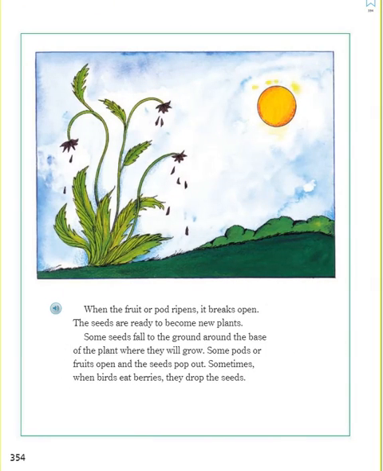When the fruit or pod ripens, it breaks open. The seeds are ready to become new plants. Some seeds fall to the ground around the base of the plant where they will grow. Some pods or fruits open and the seeds pop out. Sometimes, when birds eat berries, they drop the seeds.